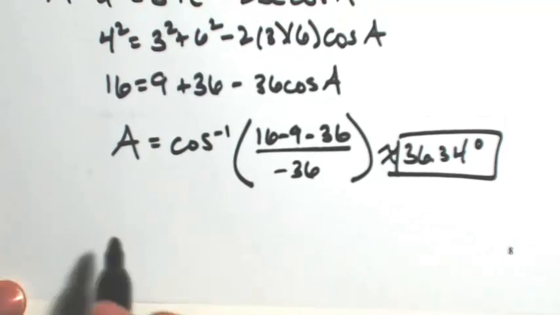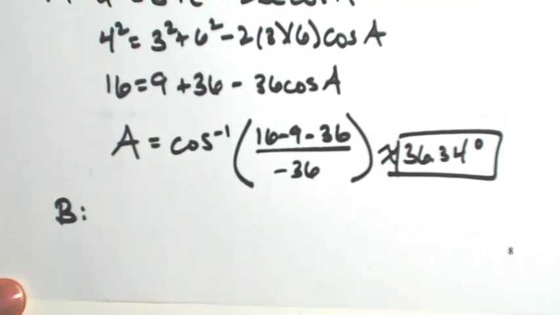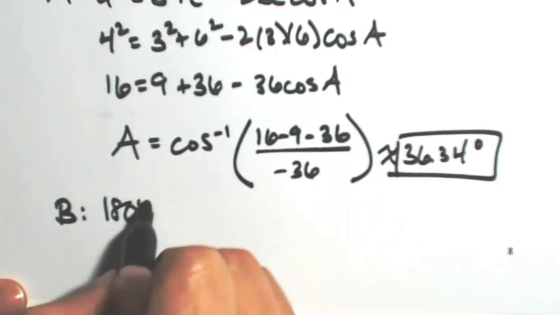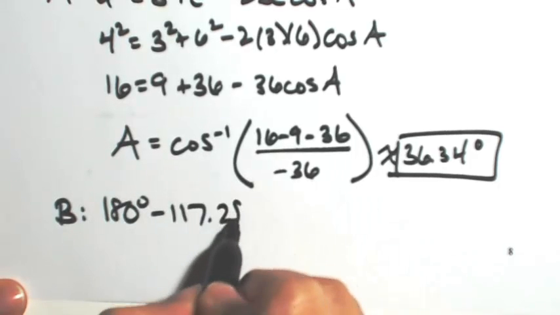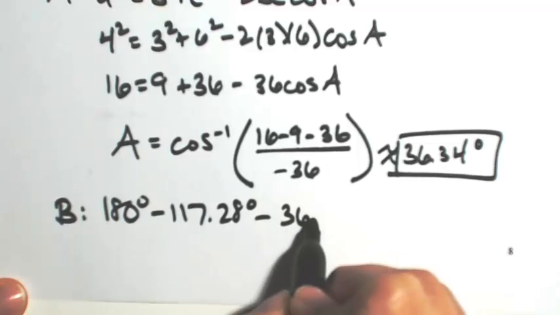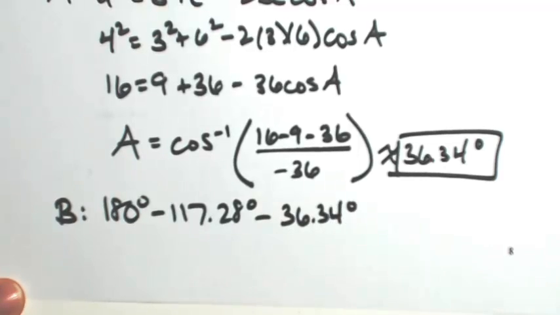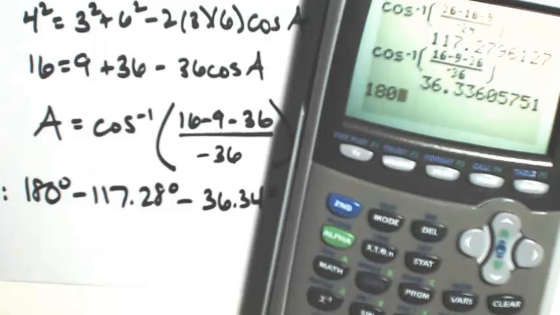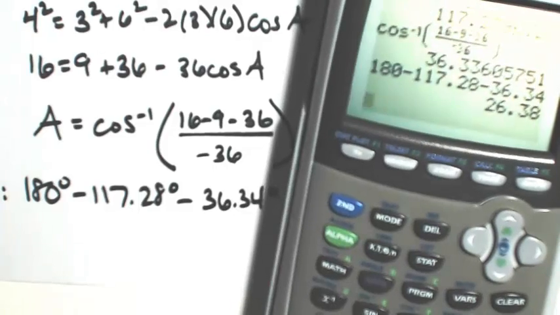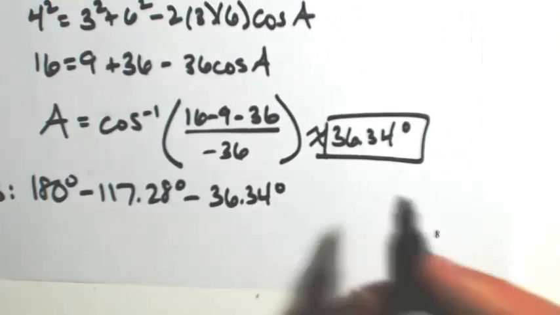Okay, so all that's left to do is find angle B, and I can find this pretty easily because I have the other two angles. So 180 minus 117.28 degrees minus 36.34 degrees. Giving me the smallest angle of 26.38 degrees.